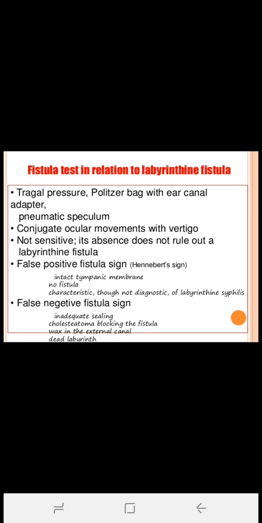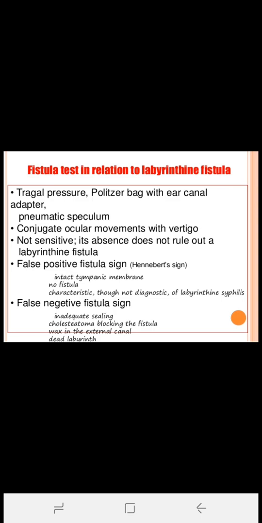So when we do these pressure changes, there will be ocular movements. When it is positive, that is called a positive fistula sign. When it is negative, it is called a negative fistula sign. A positive fistula sign is seen when there is an actual labyrinthine fistula. Now, which are the false positive fistula signs? False positive fistula sign is also called the Hennebert sign.